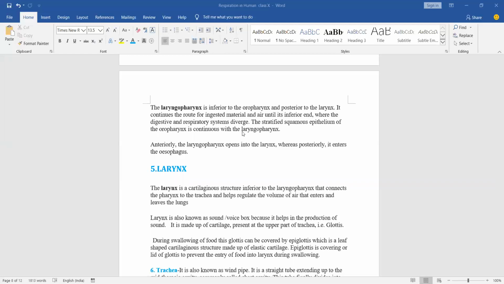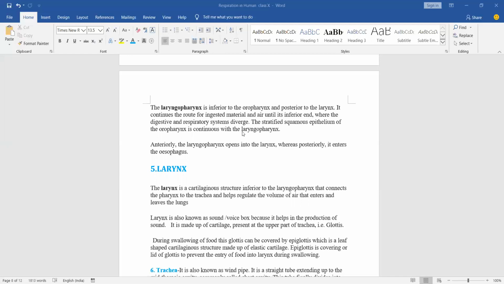Whenever we are swallowing food, we know about that. There is a common pathway, that one is the pharynx, from where the food is passing to the esophagus. During swallowing of food, this glottis is covered by the epiglottis, which is a leaf-shaped cartilaginous structure made up of elastic cartilage. Epiglottis is the lid of glottis to prevent the entry of food into windpipe during swallowing.